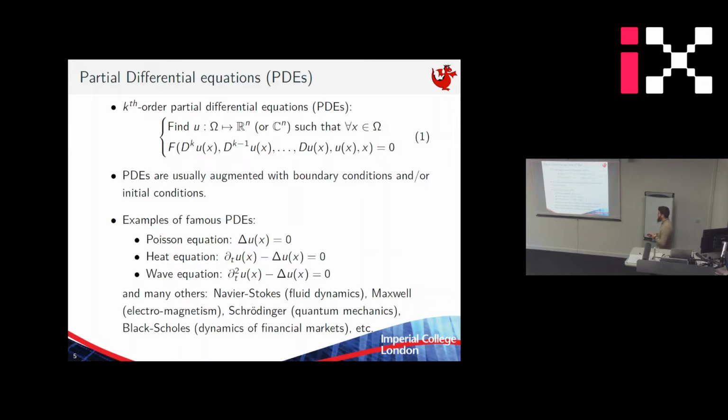And then another example of a famous PDE, but you have many others, is the wave equation. As the name indicates, it tells you how waves propagate. You have a second derivative in time minus the Laplacian. And you have many others: Navier-Stokes for fluid dynamics, Maxwell for electromagnetism. In fact, you can even couple Navier-Stokes and Maxwell, and that gives you MHD, which some of you might know, for magneto-hydrodynamics. Schrödinger equations for quantum mechanics, Black-Scholes for finance. Basically, they are everywhere. That's the main message here.